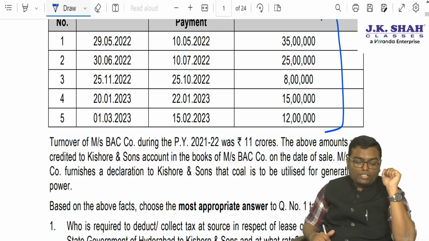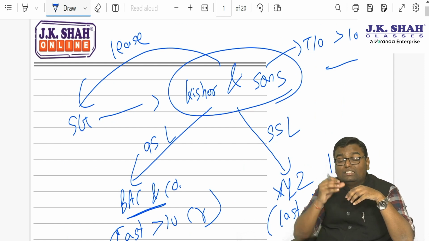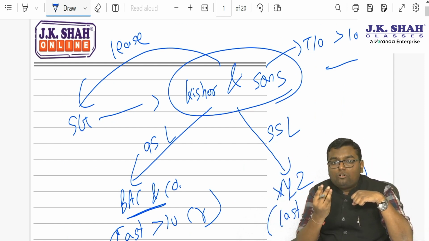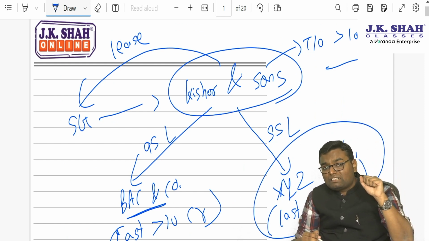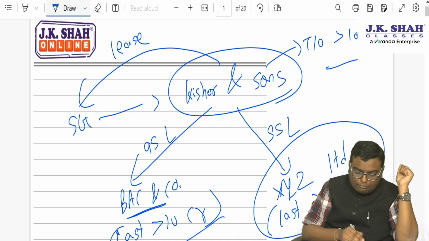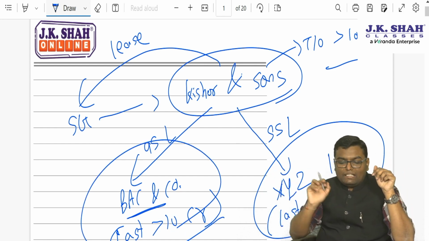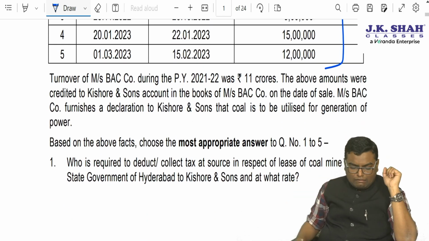Now this is very important: whatever coal has been purchased by BSE and Company will be used for producing electricity, and the coal will be raw material for the electricity. Point to be noted: XYZ Limited is purchasing this for trading purpose. BSE and Company is purchasing the coal as a raw material to produce electricity. Now, based on this, we have to give the answers.